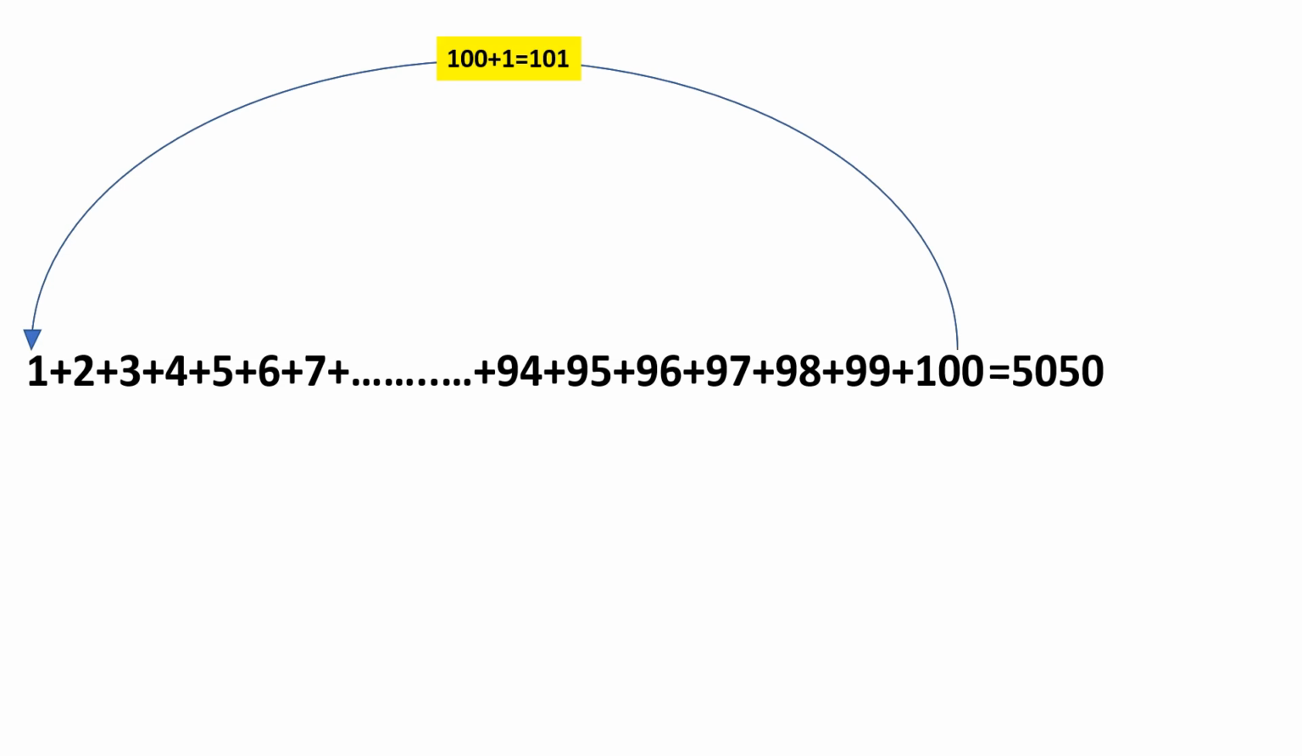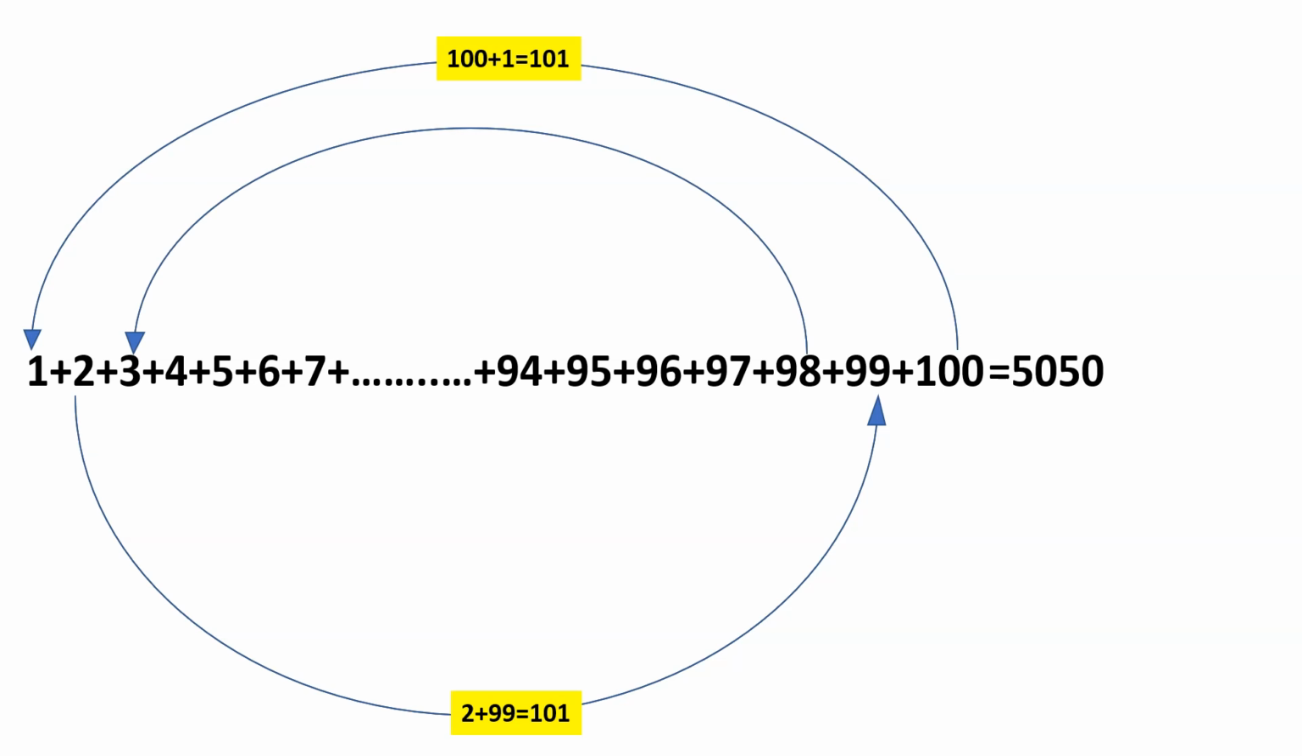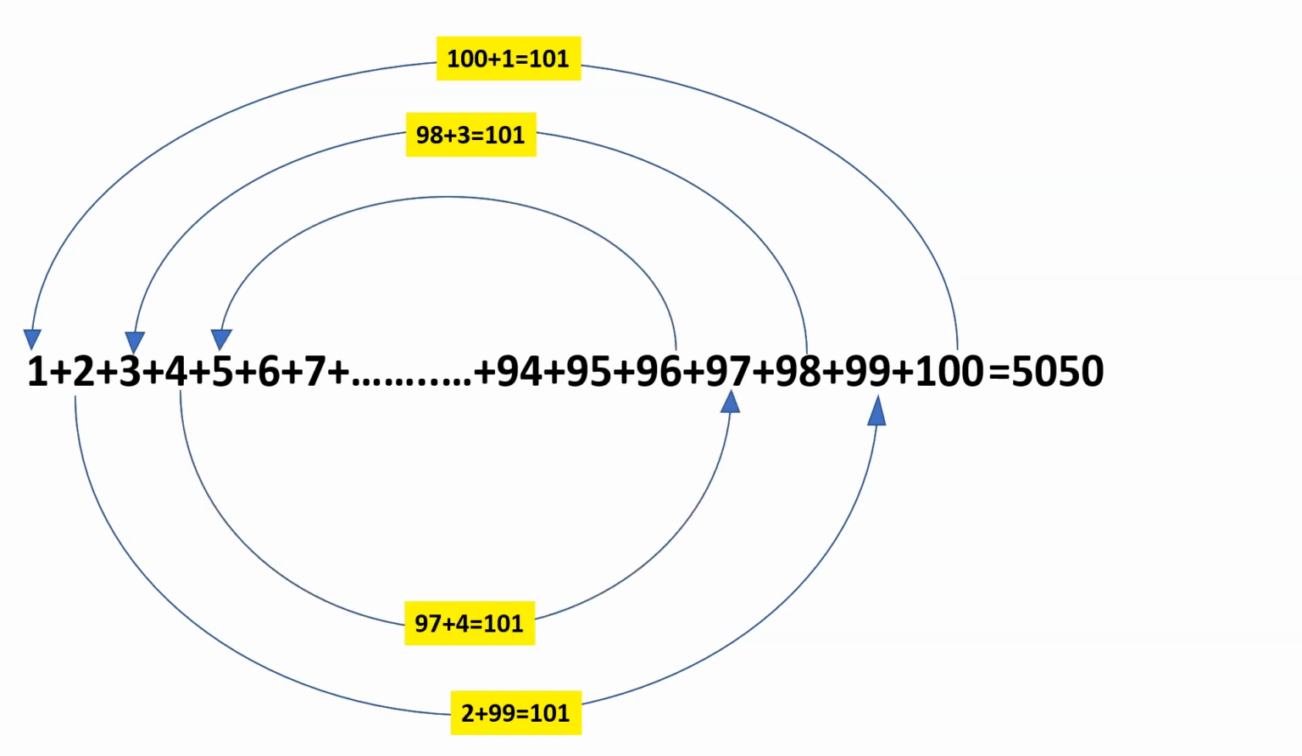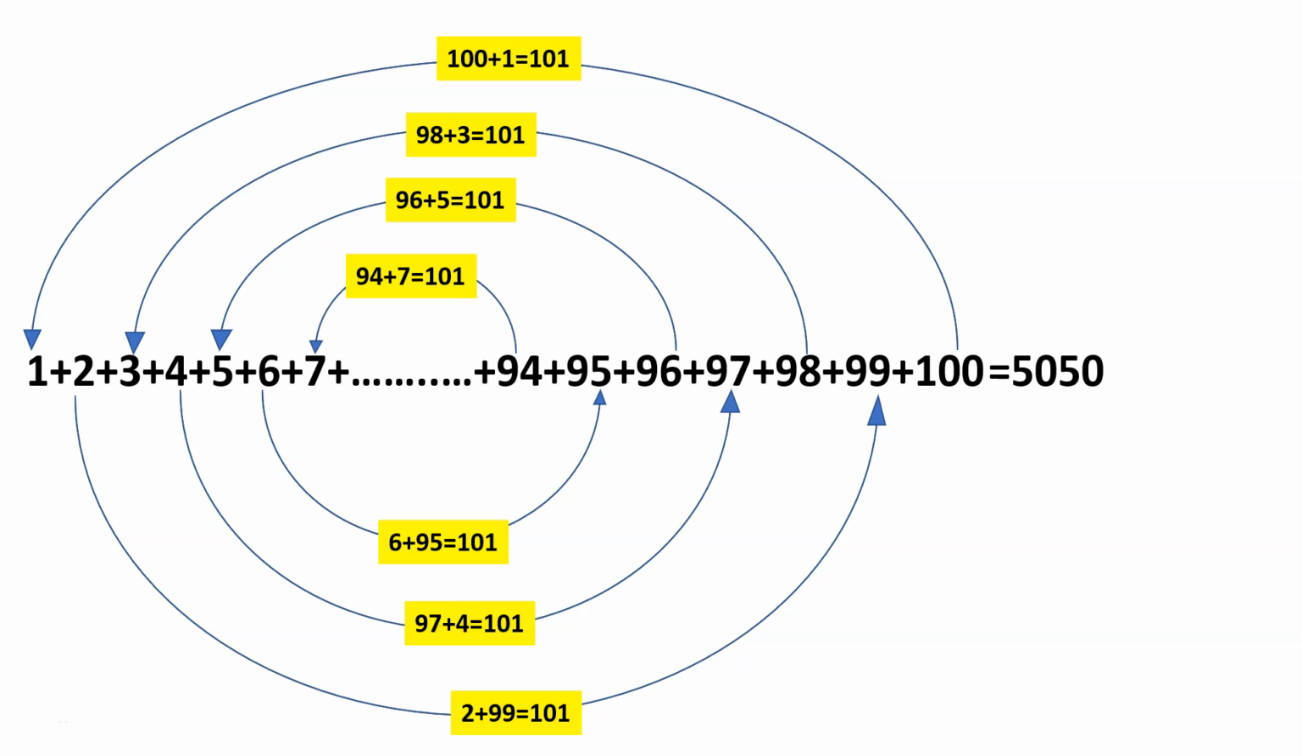100 and the 1 is 101, you see that? Then the 2 and the 99 is again 101. Then it's 98 and the 3, again 101. And then the 4 and the 97 is again 101. The 96 and the 5 is again 101. Then 6 and the 95 is again 101. The 94 and the 7 is again 101.